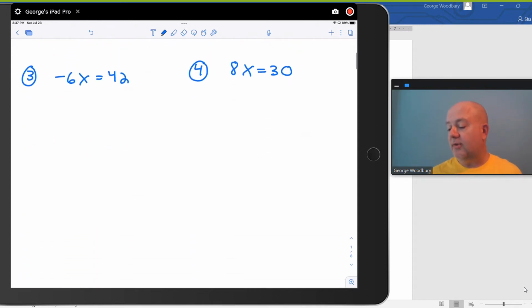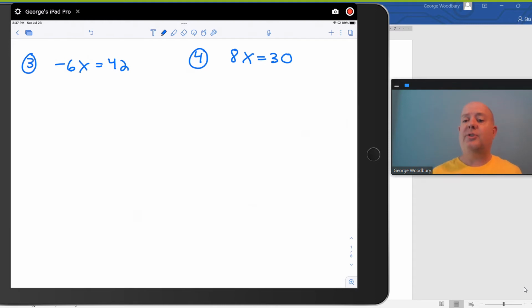The next two problems involve coefficients for the variable, where we're multiplying the variable by a number. In the first one, we've got negative 6x equals 42. That negative 6 is attached to x through multiplication. The inverse operation for multiplication is division. So we're going to divide both sides of the equation by negative 6. Negative 6 divided by negative 6 is positive 1. So that leaves 1 times x on the left-hand side, which is just another way to say x. So again, we've isolated the variable.